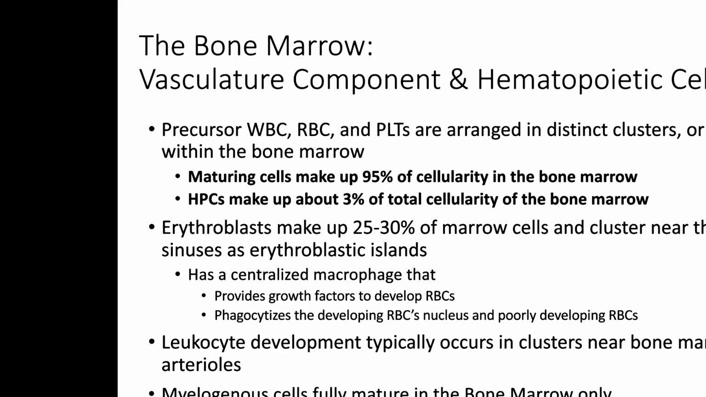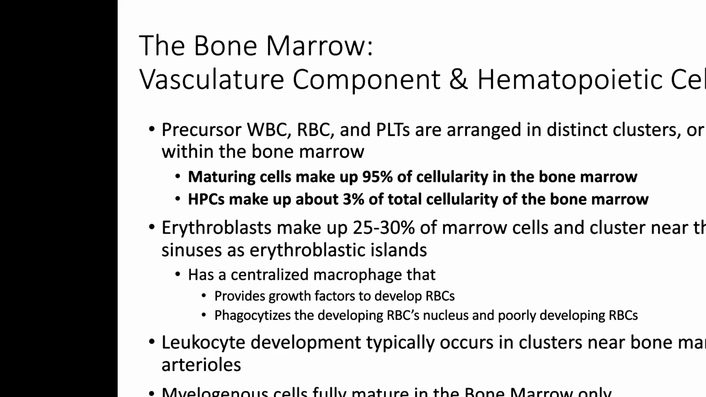Precursor red cells and platelets are arranged into distinct clusters or niches within the bone marrow. Your maturing cells should make up about 95% of the cells in your bone marrow, while hematopoietic progenitor cells will make up only about 3% of your total cellularity. Erythroblasts will make up about 25 to 35% of your marrow cells overall and will cluster in sinuses called the erythroblastic islands. Within that erythroblastic island, you'll have a macrophage whose job is to help develop red cells. Not only will they provide growth factors to tell the red cells to keep growing, but they'll also phagocytize any nucleuses or poorly developing RBCs.